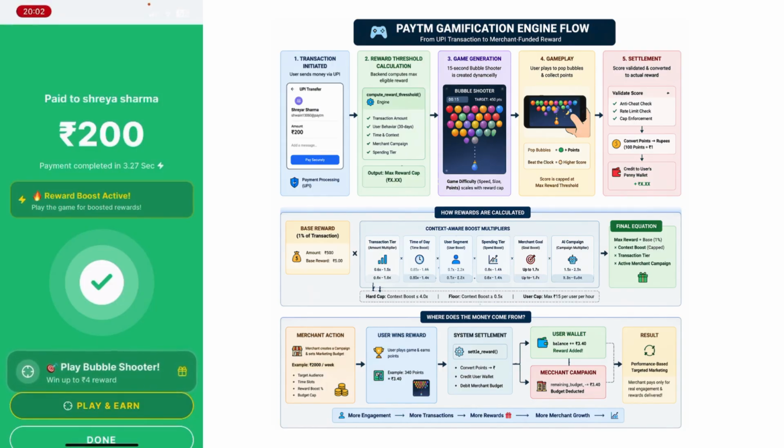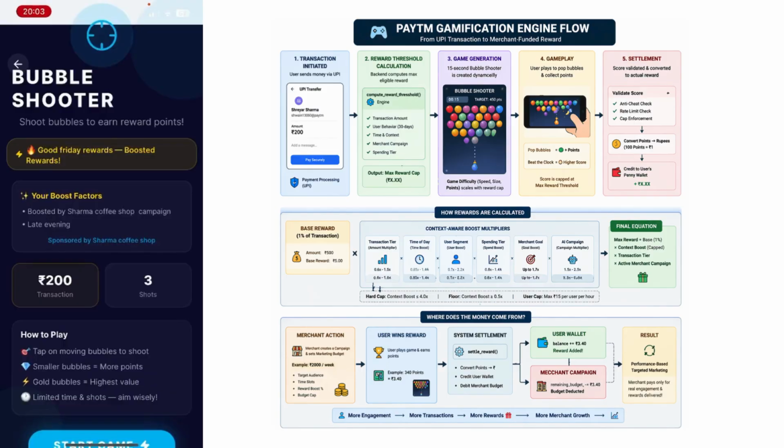Now here is where our platform becomes powerful. Instead of static cashback or scratch cards, we introduce a gamified reward engine. So let's play Bubble Shooter, that is a reward booster active campaign. This is not just a game, it's a merchant-funded engagement system. The reward is triggered only when the merchant is running a campaign. In this case, the Sharma Coffee Shop campaign is boosted, and it is showing that it's a campaign for Good Friday. So let's play the game.